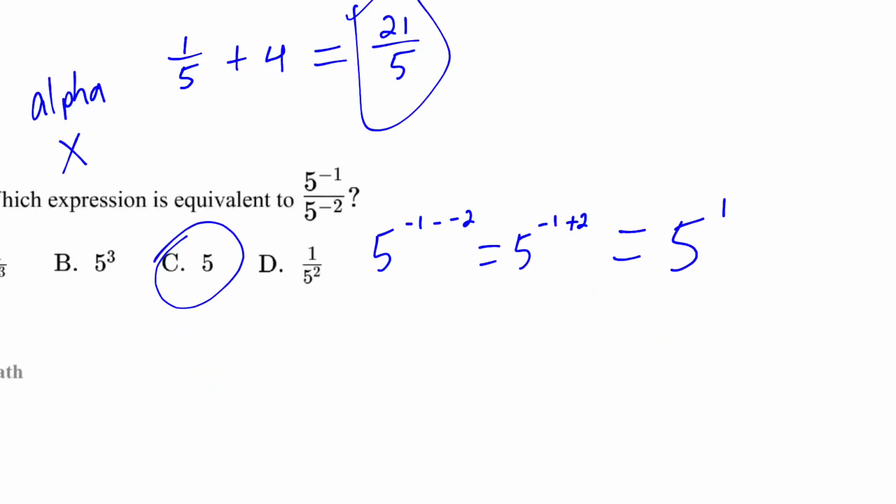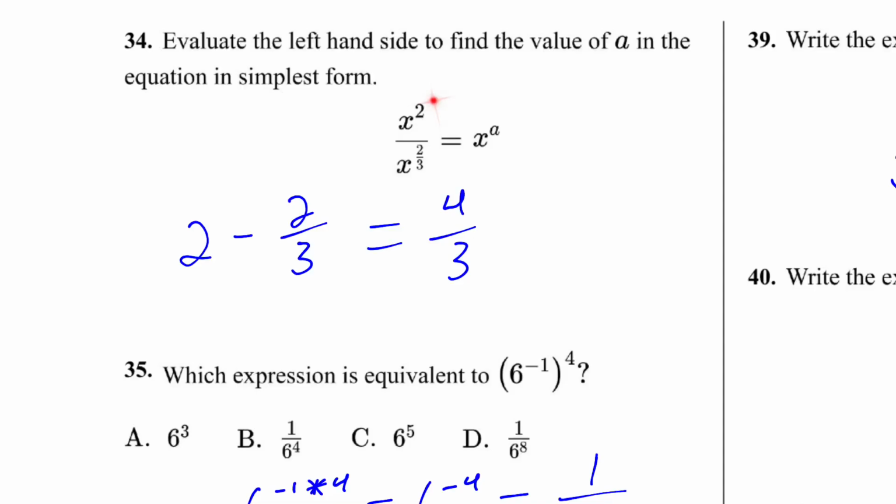This is the quotient rule. 5 to the negative 1 divided by 5 to the negative 2 means I subtract. So negative 1 minus a negative 2, which is really the same thing as negative 1 plus 2. Minus negative turns into plus, which means the answer is 5 to the first, which is just 5. Quotient rule, 2 minus 2/3 is my new exponent. Do that in the calculator, you get 4/3.